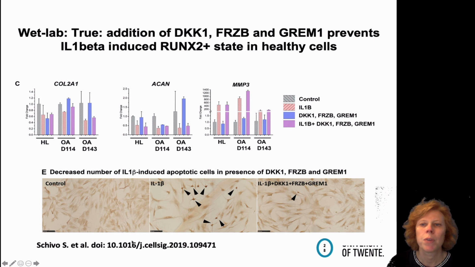In addition, we observed prevention of apoptosis in the presence of DKK1, FRZB and GREM1, as shown by these TUNEL assays, in which we see apoptosis after interleukin-1 addition, and this is much reduced in the presence of interleukin-1, DKK1, FRZB and GREM1. So these experiments correspond to the model predictions.